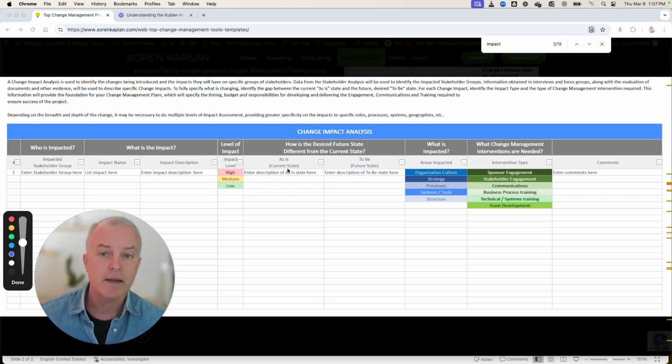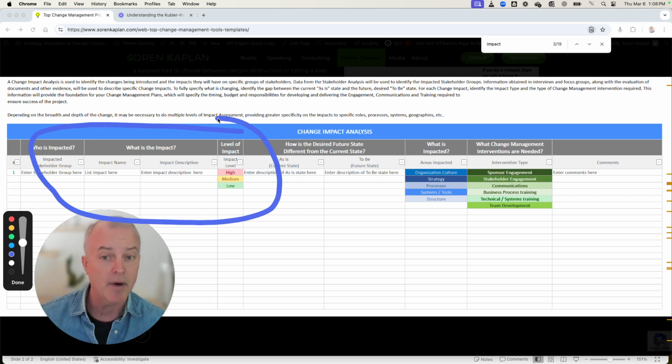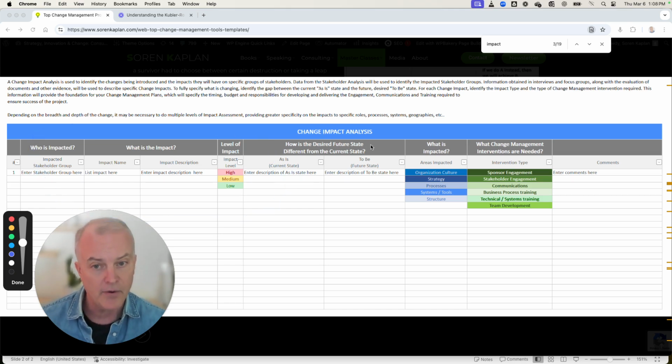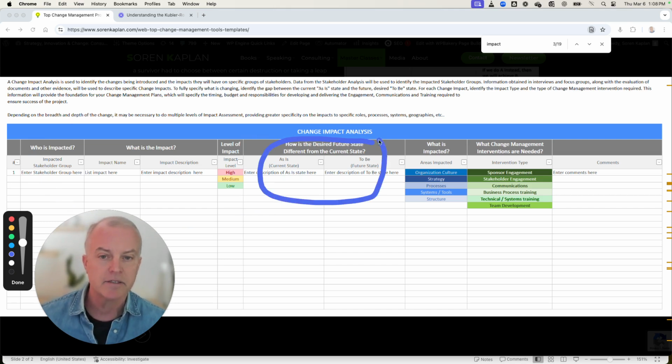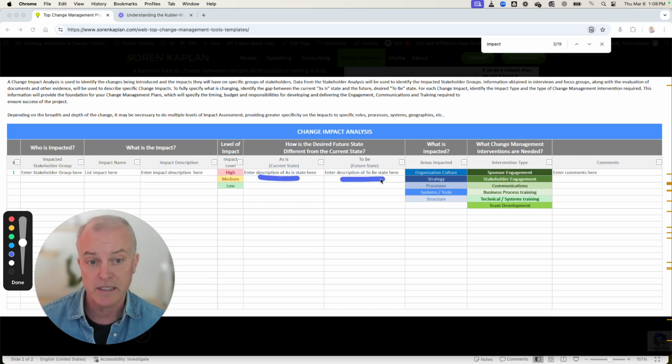So what you're able to do with an impact analysis is essentially look at the who and the how much, and then figure out how is that desired change for them going to be different from the current state? What is each of those stakeholders' as-is state and the future state, the to-be state?